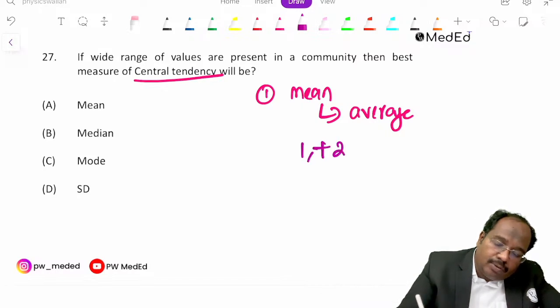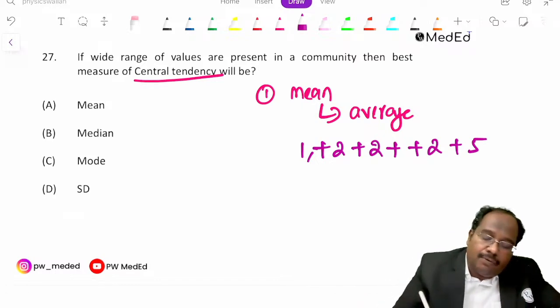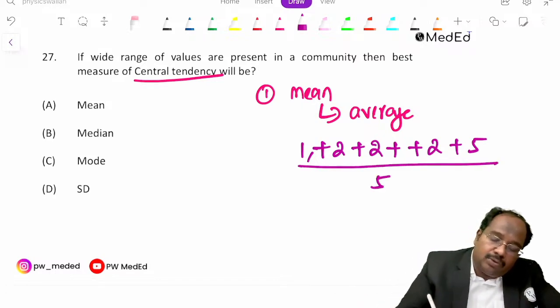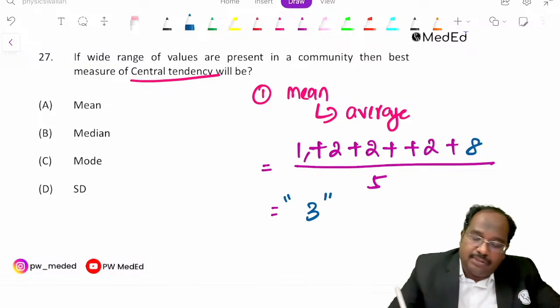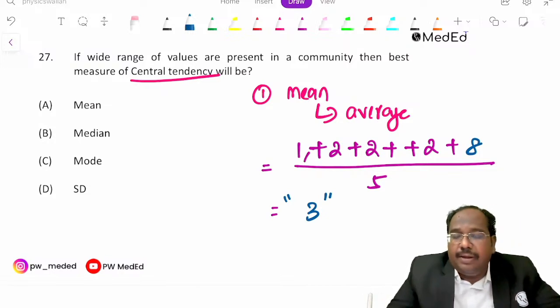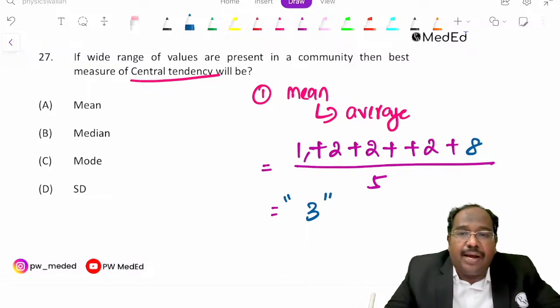Suppose I have these numbers. 7 plus 5, that is 12. Then simplified, the total is 15. 15 divided by 5, that is 3. This is the mean. Mean means average. You add all the numbers and divide by the total count.